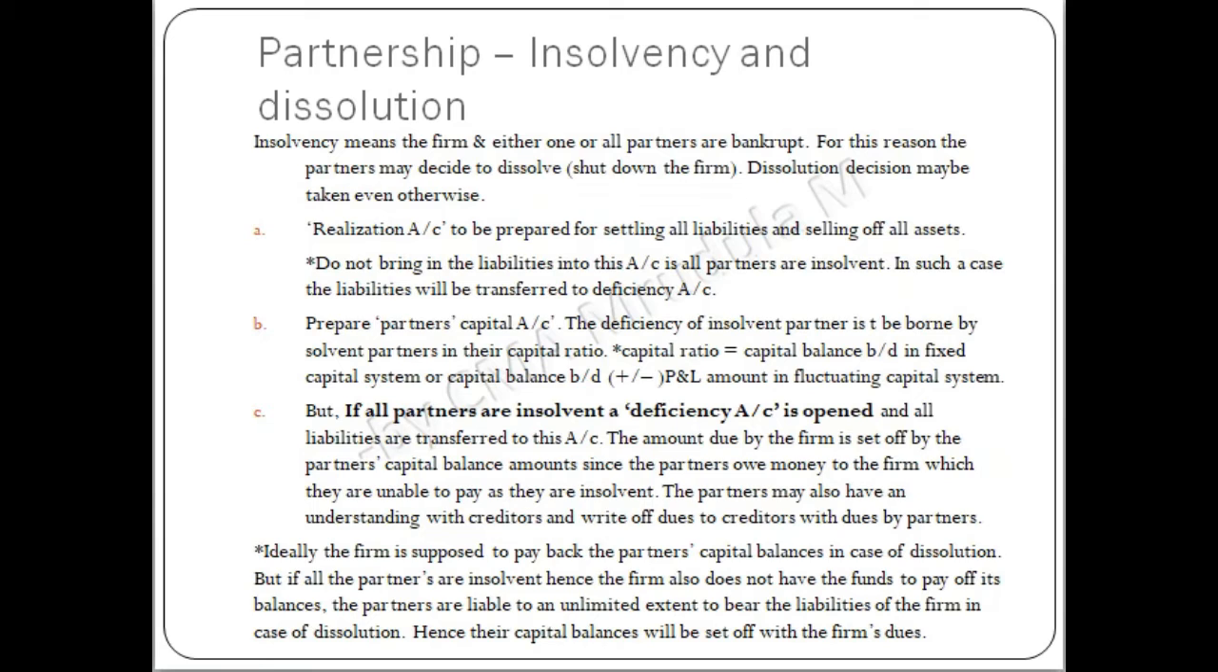If all the partners are insolvent, a deficiency account is opened. All the liabilities are transferred to this account, and even the partners' balances are brought into this account. The liabilities of the firm are set off with the partners' balance amounts. Those partners' balance amounts reflect the amounts that the partners owe to the firm. So the amounts owed by the partners to the firm and the amounts owed by the firm to the creditors are set off with each other. The partners may also have an understanding with the creditors and write off the dues to the creditors with the dues by partners to the firm.